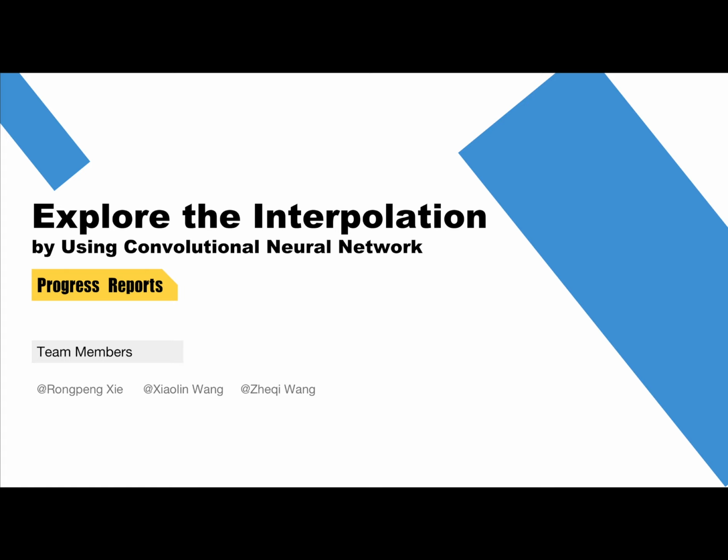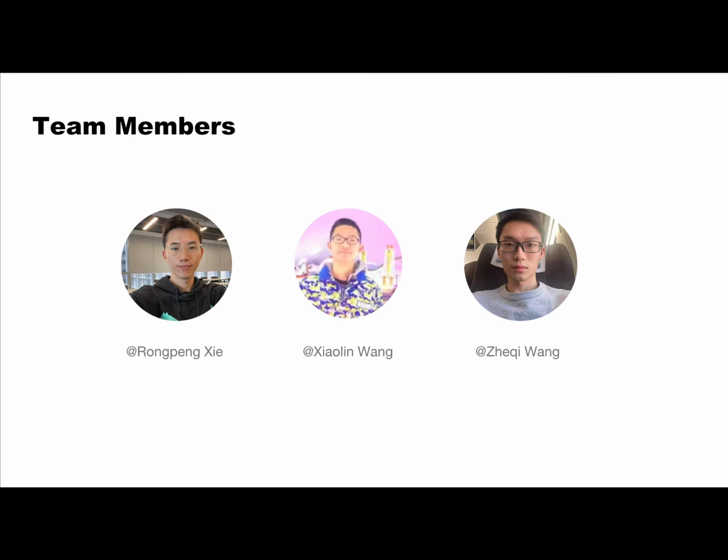Our topic is exploring interpolation by using a convolutional neural network. I'm Robert from Shenzhen campus. There are two other members in our team, Xiaolin and Zheqi. In this video, I will begin with the process flow of images, how many steps it contains, and then my teammate Zheqi will give a short description about the dataset selection. Xiaolin will present his investigation on upsampling methods.